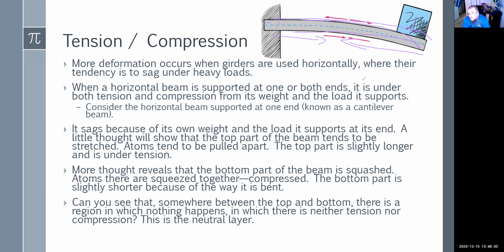A little thought, they'll show the top part of the beam slightly stretched and the bottom part kind of squished together, right? And somewhere between the top and the bottom, there's a region where nothing happens, in which there's neither tension nor compression. There is a neutral layer where nothing occurs, this kind of middle layer here. And so that allows that beam then to return to its original shape when we pull this load off.